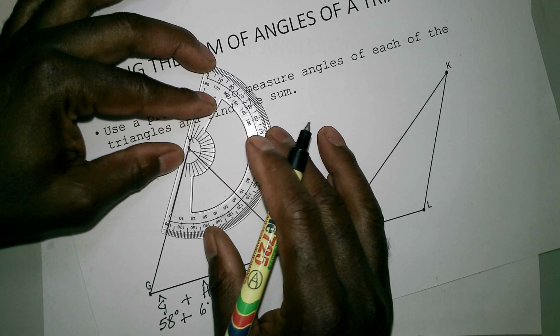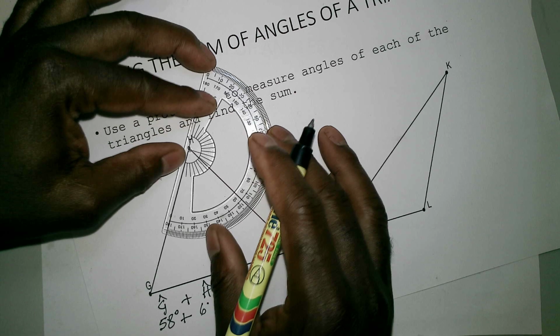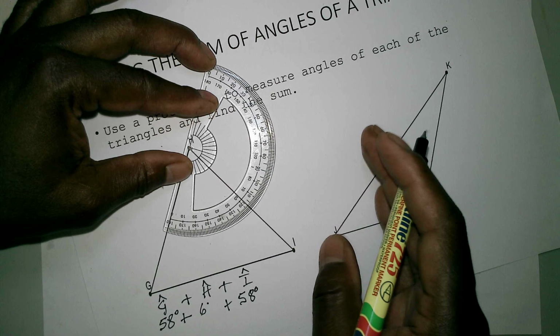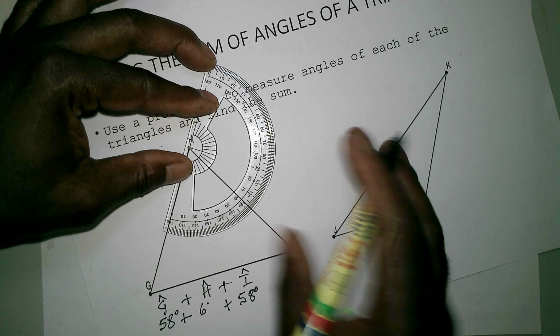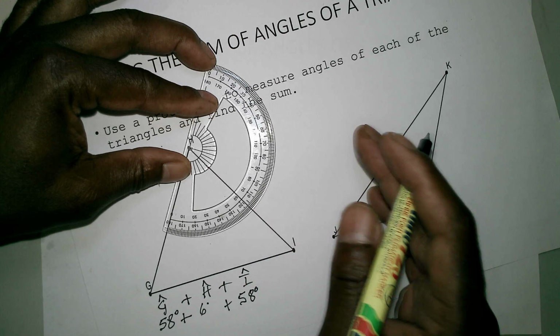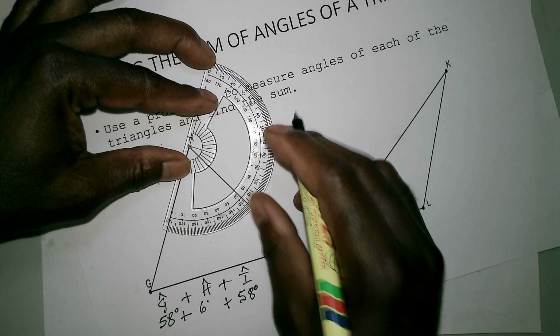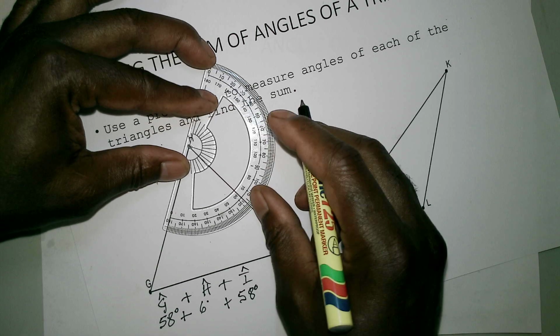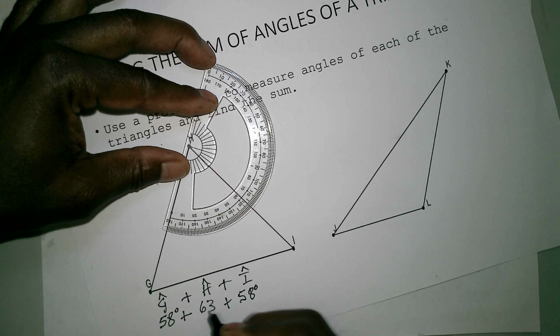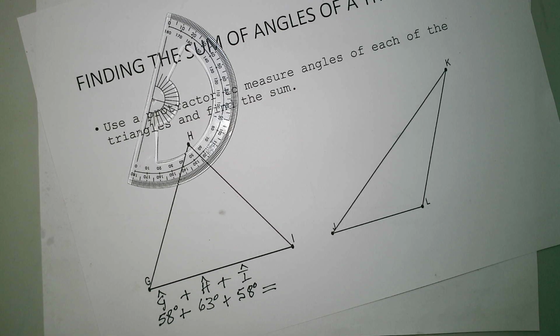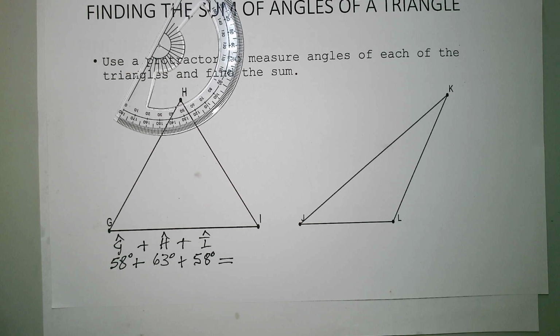It looks like 63. Yes, 63 degrees. Now we'll use the calculator and see what we are going to get. 58 plus 58, plus 63, so 179 degrees.